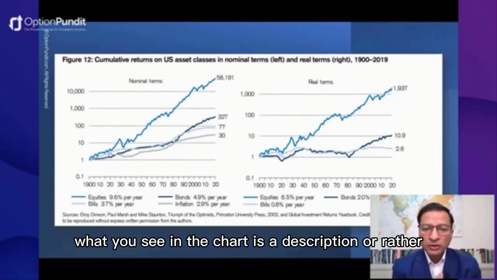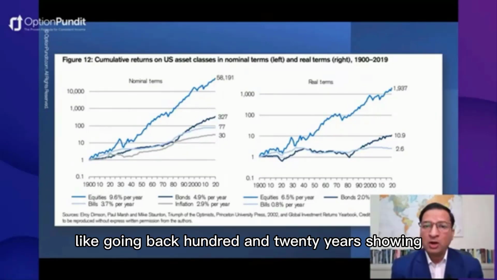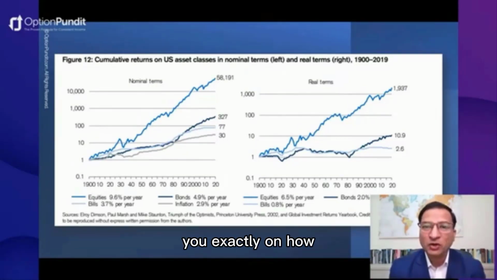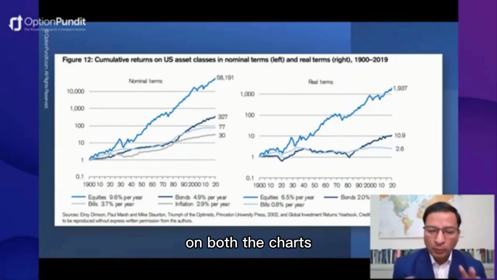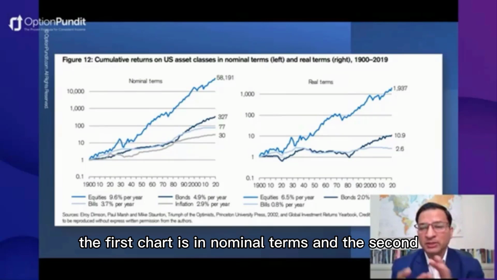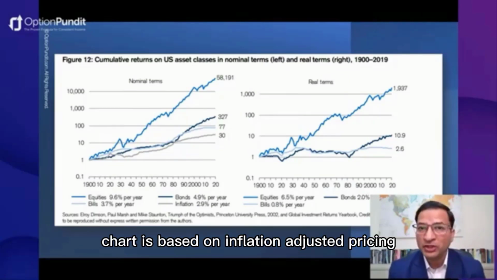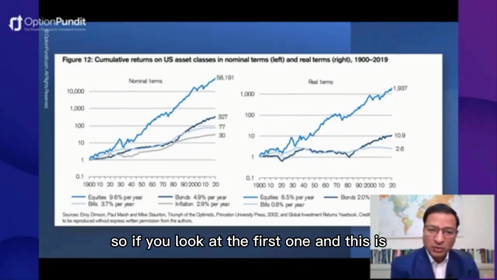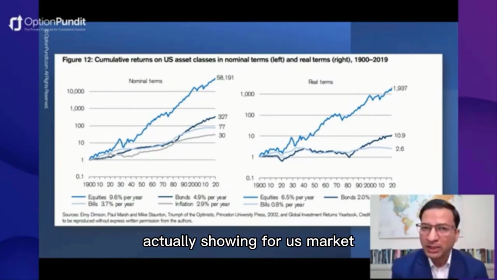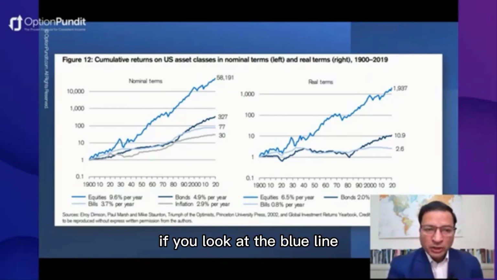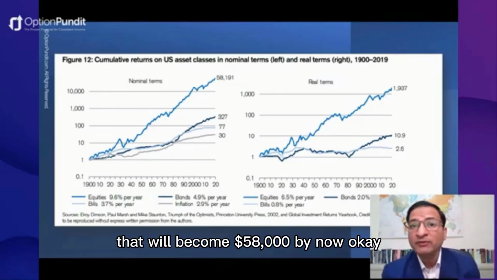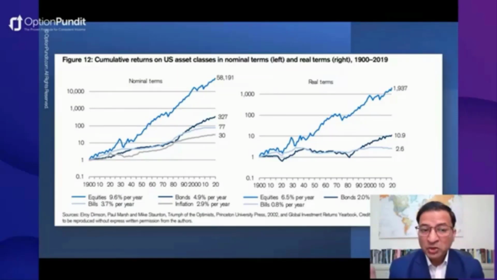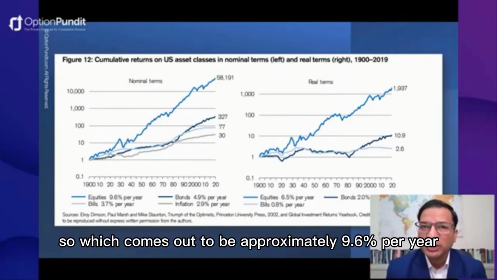What you see on the chart is a description, or rather data going back 120 years, showing you exactly how the stock market has been behaving. If you look at the blue line on both the charts, the first chart is in nominal terms and the second chart is based on inflation adjusted pricing. The first one is actually showing the US market, let me also mention that. If you started your $1 at the beginning of 1900, that will become $58,000 by now. Okay, which comes out to be approximately 9.6% per year.